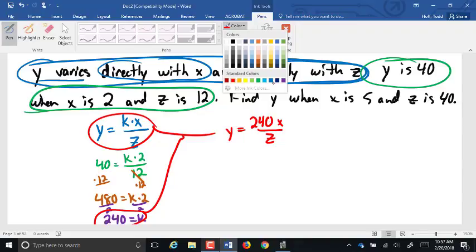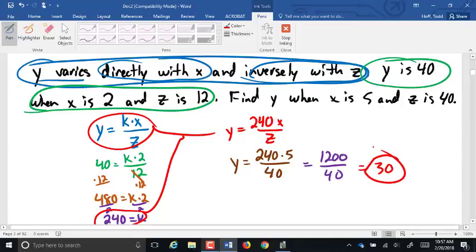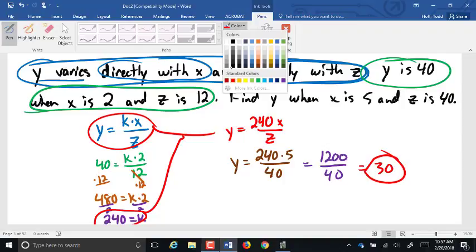Then what? Perfect. Y equals 240 times 5 divided by 40. 240 times 5 is 1,200. 1,200 divided by 40 is 30. Y equals 30. What do you think? Doable?